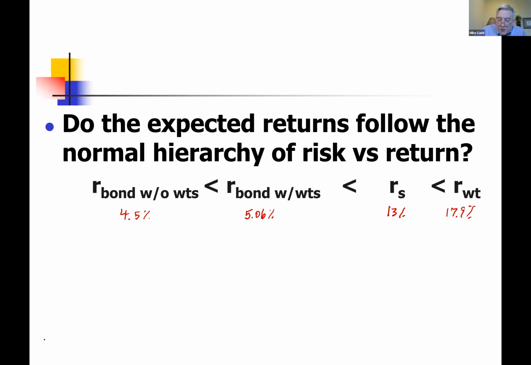And for this all to make sense, we at least have to have this hierarchy of returns where when we move to riskier securities, we see a higher return for the investor. Otherwise, we've made a false assumption somewhere. Think of this as a sanity check, I guess.